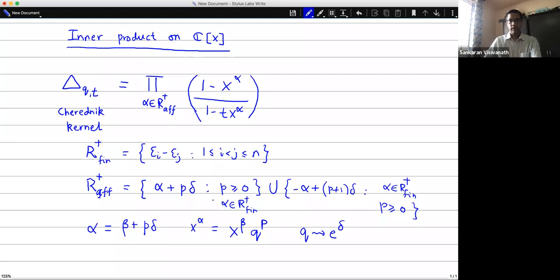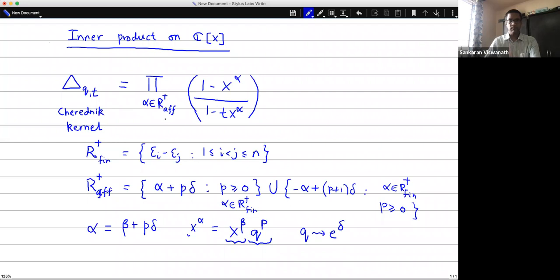Think of this as notation. The various x to the alphas that you see here are really monomials x to the betas, where beta is from the finite root system, so this is in Cx, multiplied by a suitable power of q. But this is a very compact way of expressing the same thing.